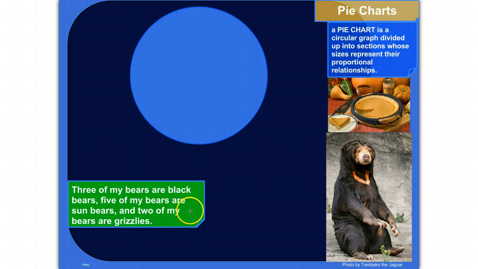So yeah, 3 of my bears are black bears, 5 are sun bears, and 2 are grizzlies. Immediately you can look and see there's a whole here. These are the parts of a whole. So how many total bears do I have? I've got 3 black bears, 5 sun bears, and 2 grizzlies. So 3 plus 5 is 8, plus 2 is 10. So 3 out of the 10 are black bears, 5 out of the 10 are sun bears, and 2 out of the 10 are grizzlies.